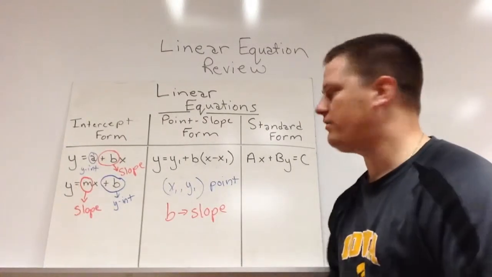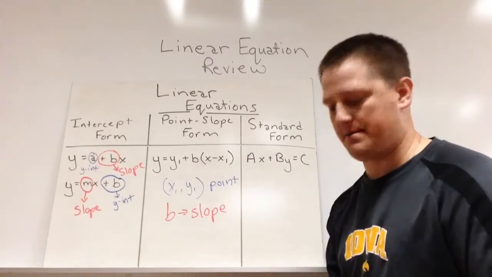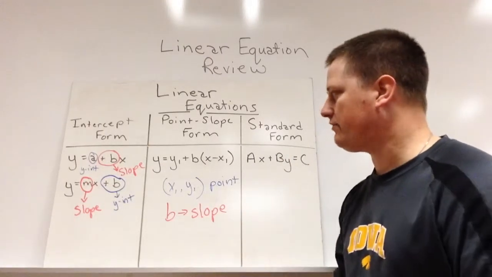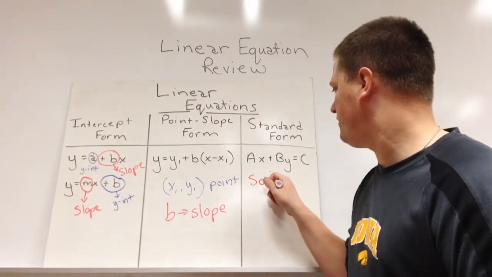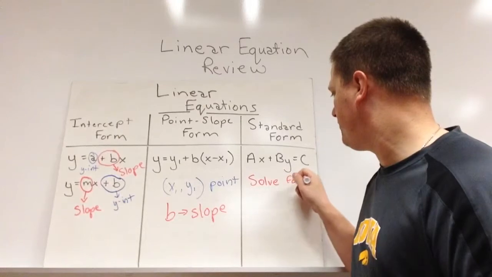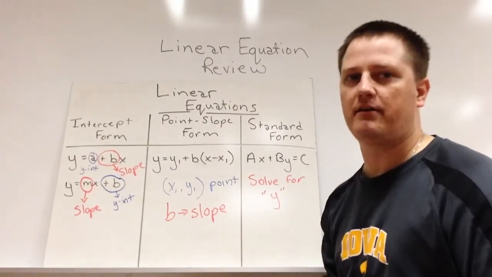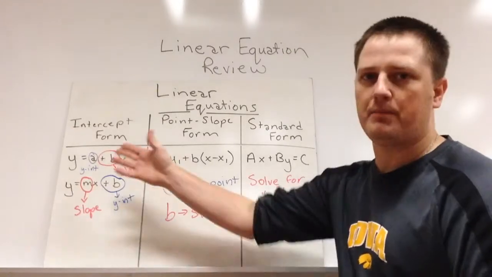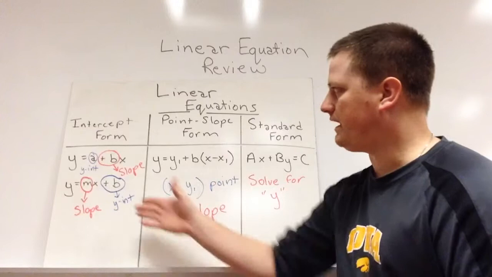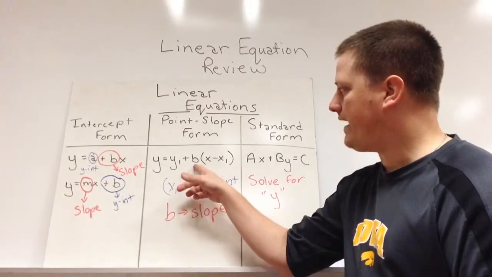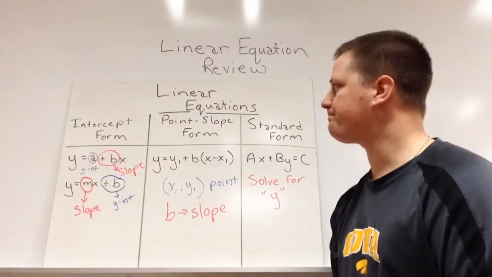Standard form is kind of the weird one because the A, the B, and the C do not mean slope or intercepts or anything like that. To find those things out, what we have to do is solve for y. We have to get y all by itself. When we get y by itself, we'll have it in intercept form, and we can know the slope and the intercept. In point-slope form, to get it in intercept form, we have to distribute and then combine any like terms.